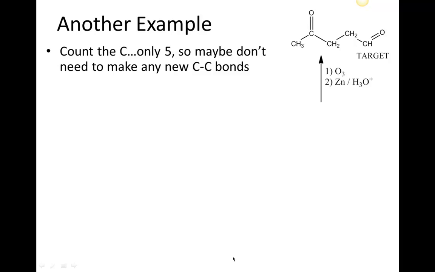Here's another example. Suppose we look at this, and we look at the carbon skeleton first. You count the carbons, there's only 5 carbons, so this time maybe you don't need to make any new carbon-carbon bonds. And so what do we know about making this, a ketone, and this, an aldehyde? Well, we've only had one type of reaction so far that would be able to make aldehydes and ketones at the same time. You notice that these are kind of far away from each other.